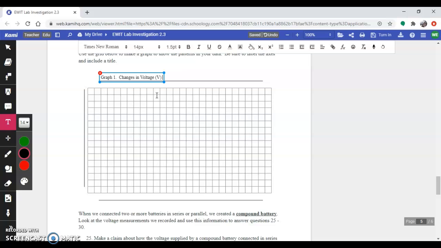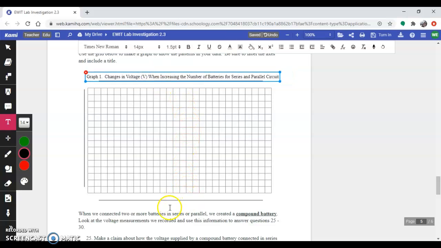But changes in voltage when increasing the number of batteries. And we did that for both series and parallel circuits. Okay, so I'm going to center this a little bit better.